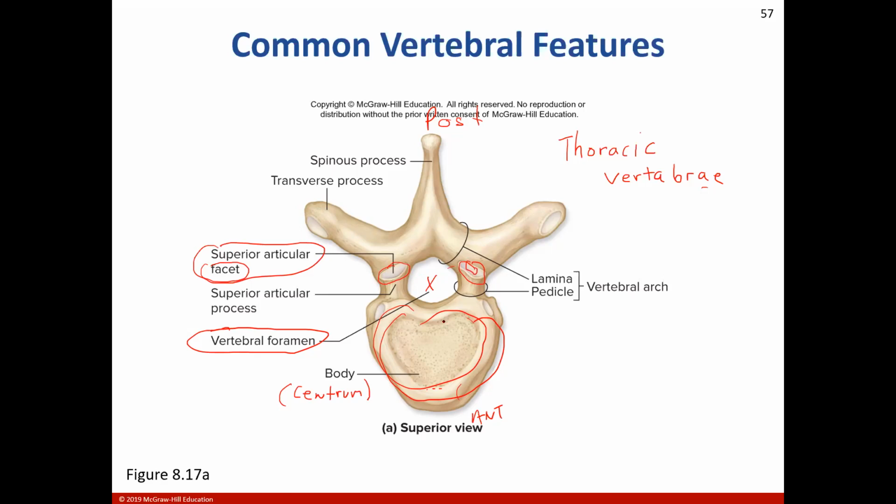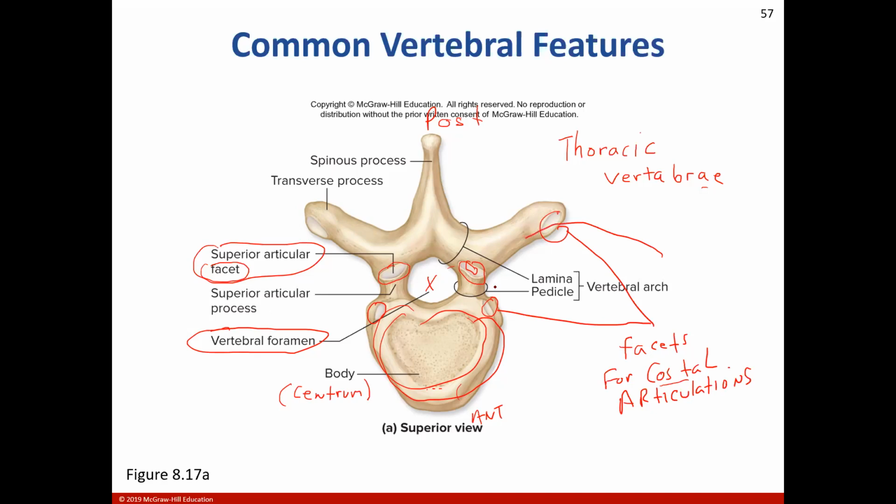Now, I know this is thoracic because I see this. I see costal facets or demifacets here. And you just call them facets for costal articulations. That's how I know this is thoracic, because the thoracic have ribs attached, and costal means rib. So you'll see that the rib tubercle, it kind of comes around, the rib comes around this way, and then attaches here. Like the head of the rib will attach to the costal facet on the body, and the tubercle of the rib will articulate on this part right here.